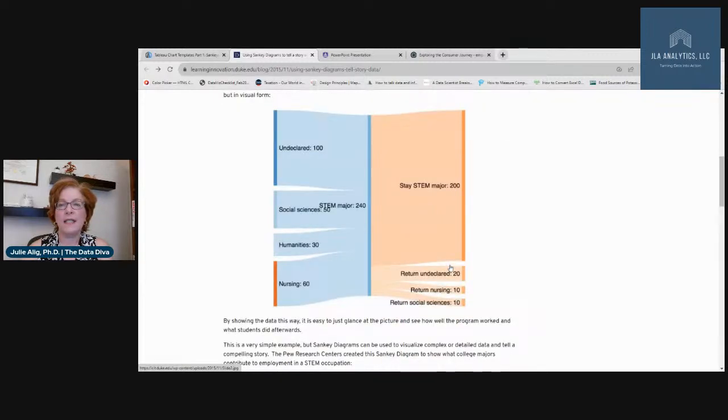So here is the sort of thing that we would do. We would make a Sankey diagram. And so we would say, okay, these 100 undeclared students, where did they end up, right? Only 20 of them remained undeclared, right? Social sciences, where did they go? Humanities, where did they go? Nursing, where did they go? And so that way we were able to track students and see where they were going throughout.